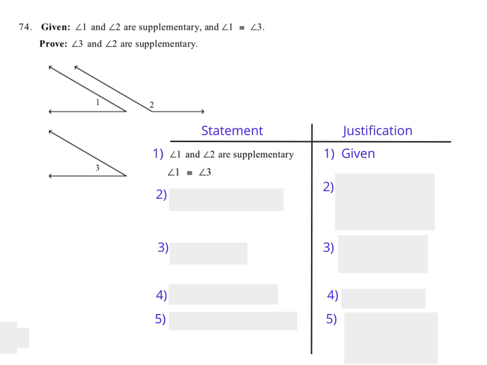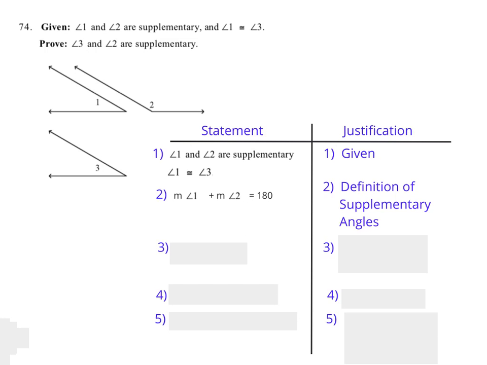Well, what does it mean that angles 1 and 2 are supplementary? It means that their measures sum to 180 degrees. How do we know that? That's the definition of supplementary angles, that their measures sum to 180. Okay, now, what can we do from here?